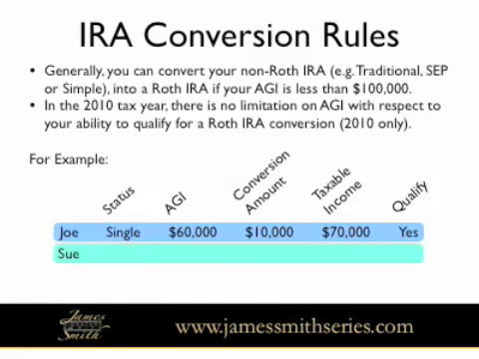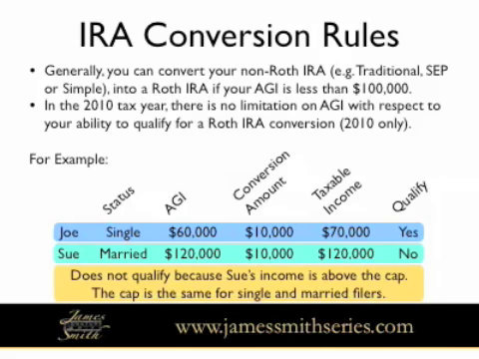Now let's take a look at another person. Here we have Sue. She's married and she makes $120,000 in a year. She's wanting to convert the same amount that Joe was, $10,000. At the end of the year, when it comes down to her taxable income, it's only going to be $120,000 because she does not qualify. The reason she doesn't qualify is because her adjusted gross income is simply too high. It exceeds the $100,000 cap.